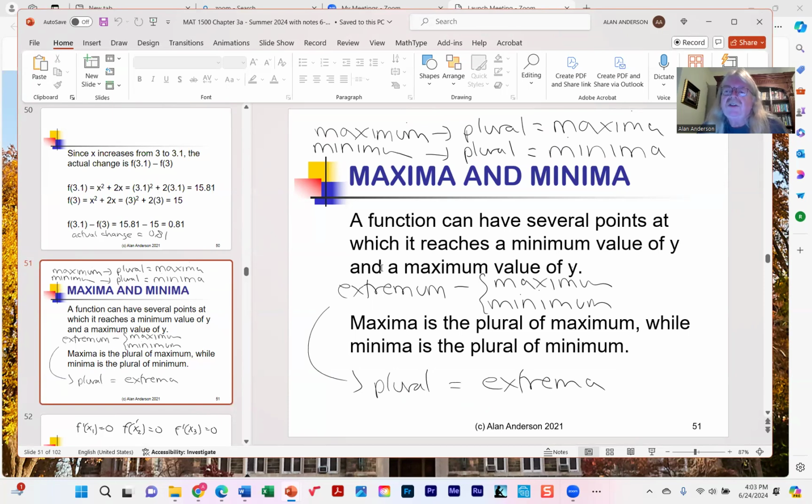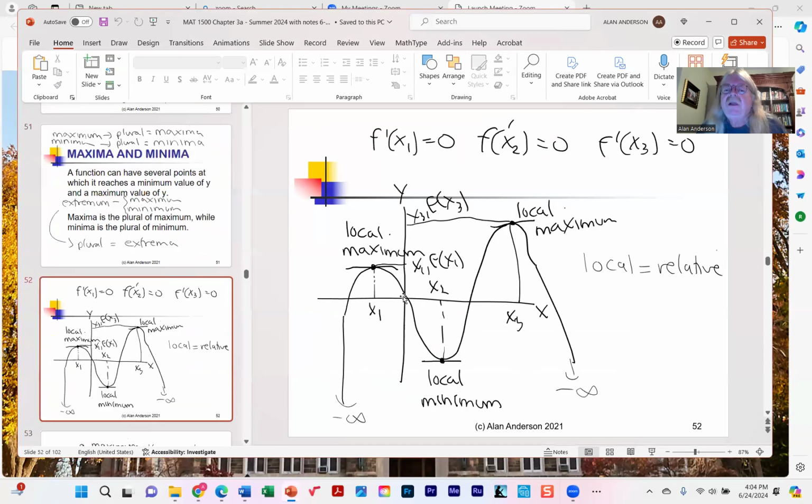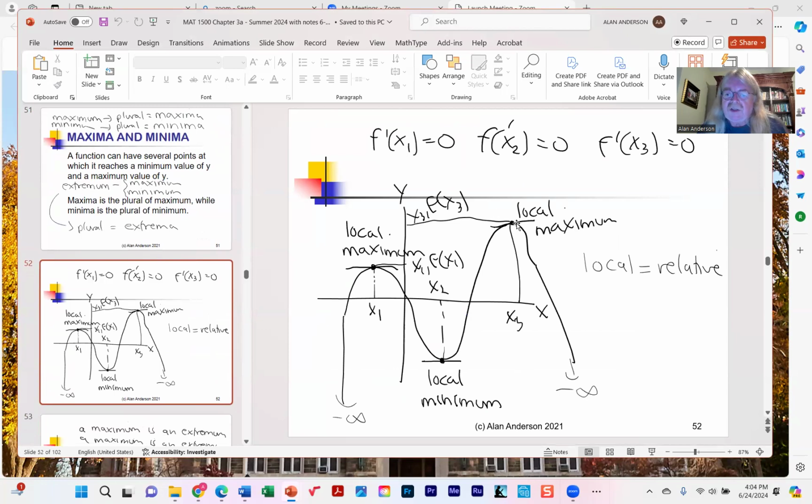So a function can have two types of maximum and two types of minimum. These two, you can see here, these are all what we call local maxima or minima. And sometimes local is also referred to as relative. And that simply means that, for example, here, if you look at x1, this is the point where the function reaches the highest value within this immediate area or neighborhood, as it's sometimes called, or you could even think of it as an interval.